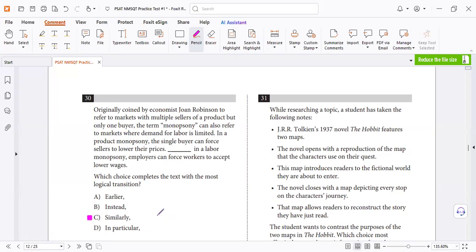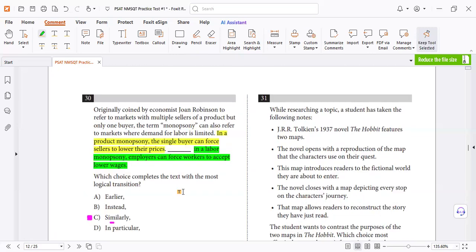Letter C is correct. Here, similarly means the previous idea is similar to the following idea after. Do you imagine it? He said in a labor mono. So it's similar in ideas. Instead means like instead of using the previous idea, we need to follow the ideas. Like alternative, like option. Instead of going to the concert, we can stay at home. But it's not opposite. So letter B is wrong.